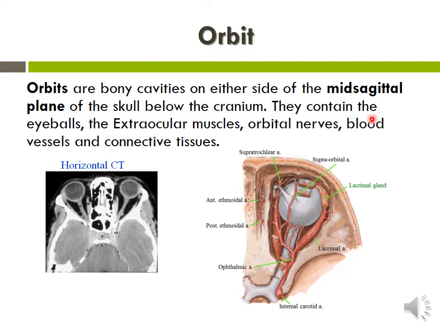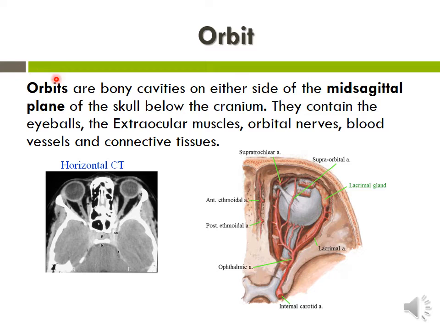Then what do they contain? The orbit contains eyeballs, the extraocular muscles, the muscles that are connecting to the eyeball. Orbital nerves, the nerves that are coming into the orbit. Blood vessels, there are a lot of blood vessels coming to the eyeball, and connective tissues, the tissues that are connecting between these structures. So it is now easy to understand.